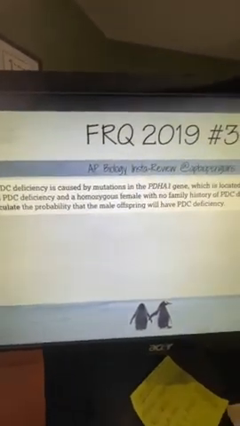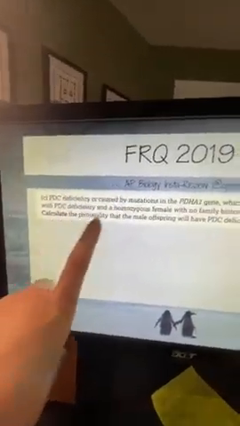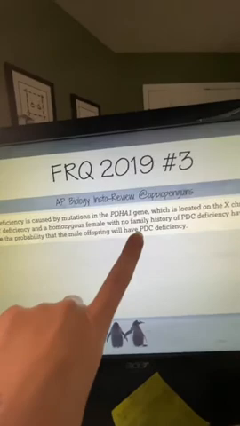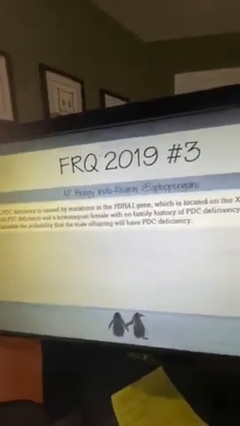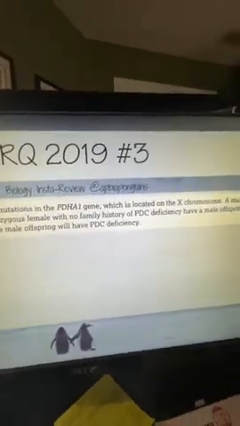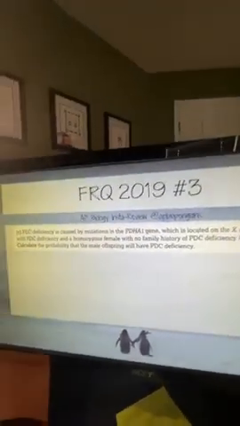So our third part is where our genetics comes into play, right? PDC deficiency is caused by mutations in a certain gene, I don't care which, and is located on the X chromosome. A male that has this deficiency and a homozygous female with no history of PDC have a male offspring. Calculate the probability that the male offspring will have the PDC deficiency, right? So the first thing we need to think about is sex-linked traits, right? If something is sex-linked, it's located on either the X chromosome or the Y chromosome. This question says that it's on the X chromosome.